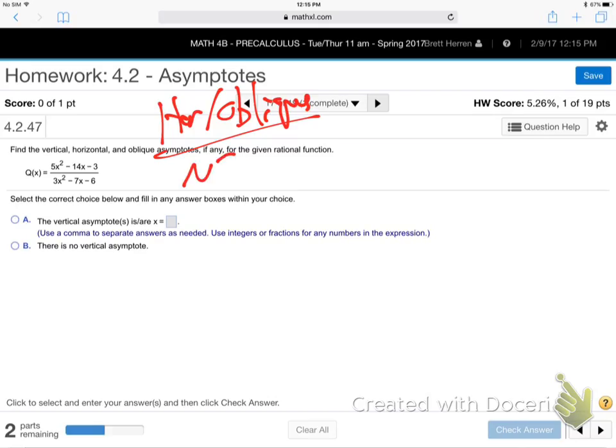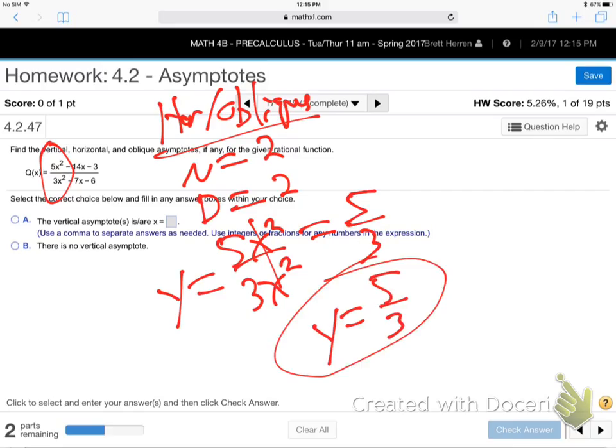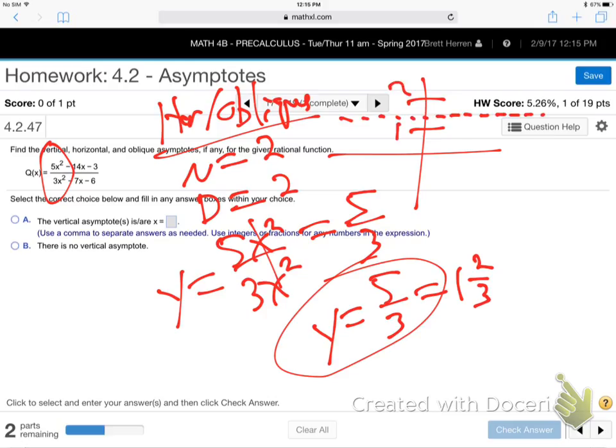So numerator degree, denominator degree. What are the degrees? 2 for both. In other words, you just grab the highest power top and bottom. It's just going to be 5x squared over 3x squared. That's really all you have to do. These cancel, 5/3. That's y equals. So it's y equals 5/3, a flat asymptote line, horizontal. That means 5/3, what's that, 1 2/3? So at 1 and 2/3, between 1 and 2, we have a flat asymptote line.